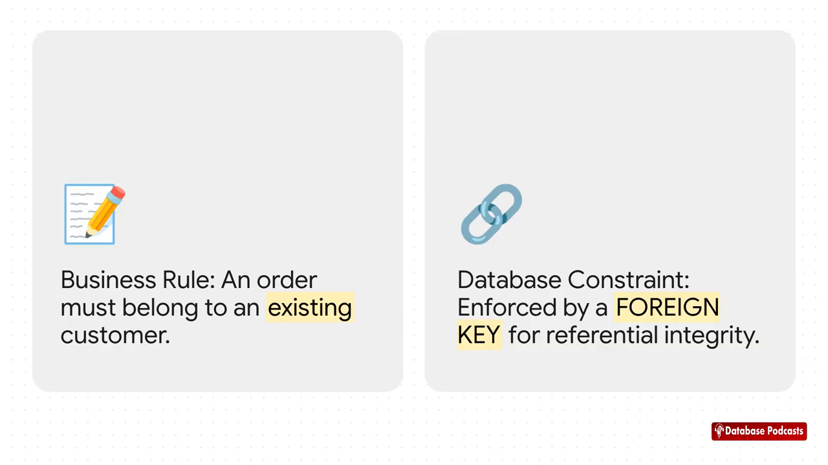Okay, so we've got our unique customers, but what about the relationships between things? Your business rule might be an order has to be tied to a real existing customer. It can't just be an orphan record floating out there. This is where the foreign key shines. It forges this unbreakable link between, say, the orders table and the customers table. It ensures referential integrity. So if you try to create an order for a phantom customer, the database will just say, nope, not happening, and reject it on the spot.